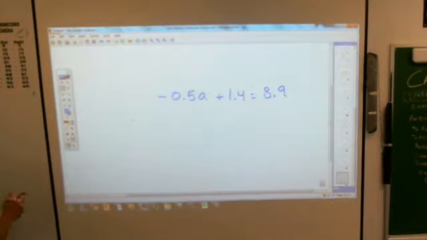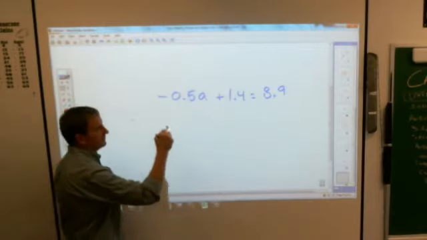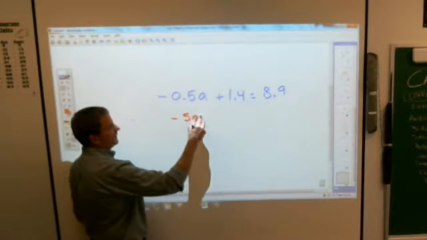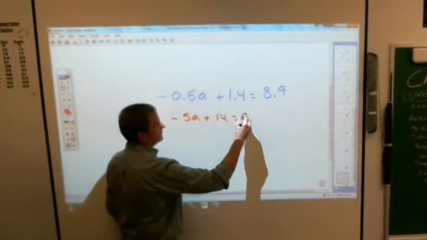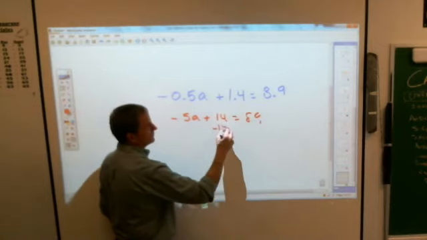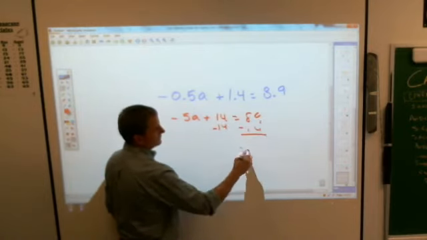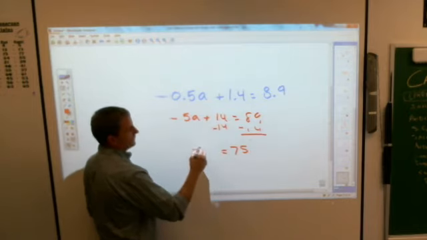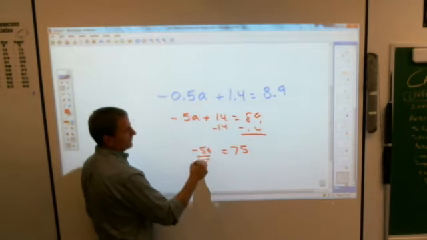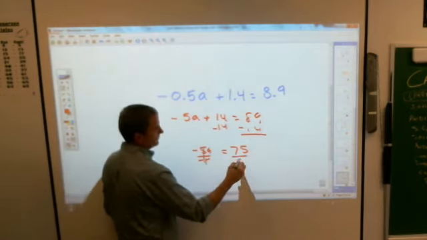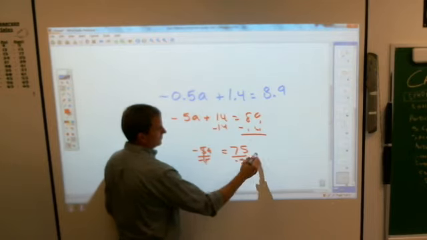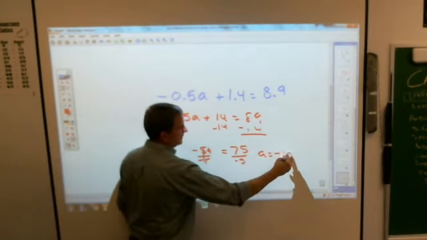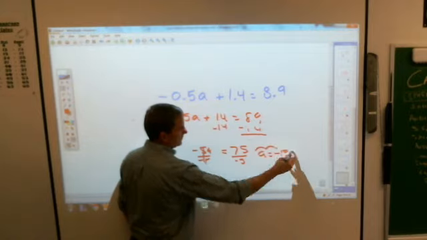I'm guessing everybody multiplied by 10, I hope. Negative 5a plus 14 equals 89. Subtract 14. Subtract, 75 equals negative 5a. So you are dividing by negative. Right now, I know your answer is going to be negative.